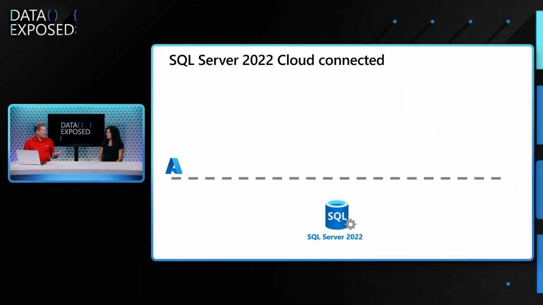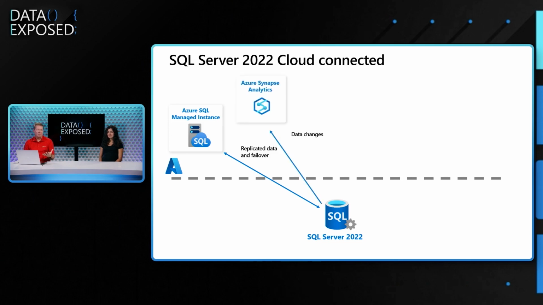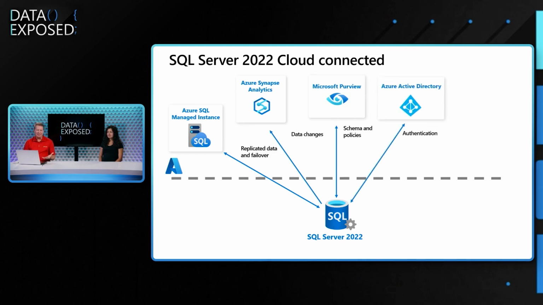SQL Server's had hybrid capabilities for a while, but kind of basic. Now we're going to connect to managed instance to do things like disaster recovery. We're going to connect to Synapse for near real-time analytics. We're going to connect to Purview for things like policy management. We're going to connect to Azure Active Directory for things like multi-factor authentication. And we're always connected to Defender to help look at things like assessments and alerts.